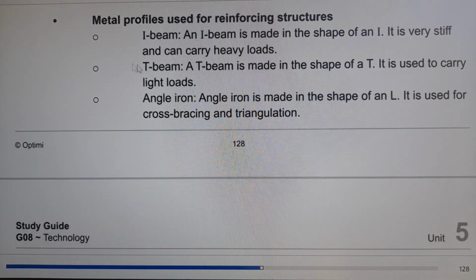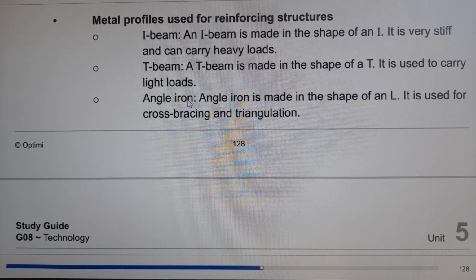Let's see, I will show you just now on the next page. We have an I-beam. An I-beam is made in the shape of an I. It is very stiff and can carry heavy loads. A T-beam is made in the shape of a T. It is used to carry light loads.